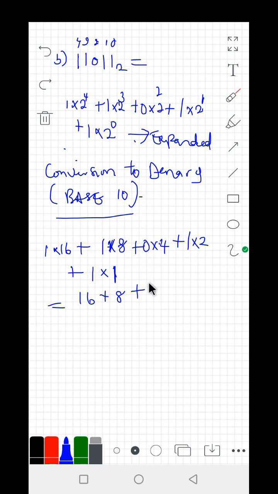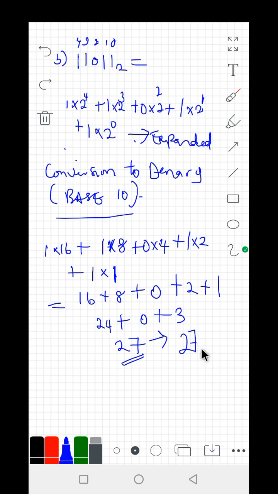So this will be 16 plus 8 plus 0 plus 2 plus 1. So this will be 24 plus 0 plus 3. So this will be 27. So in the expanded form, to convert that to denary, that will be your answer. You write it this way, 27 base 10. All the numbers that we are counting in are actually in base 10, even though we don't indicate it by writing it. Okay, so let's just do one more example.